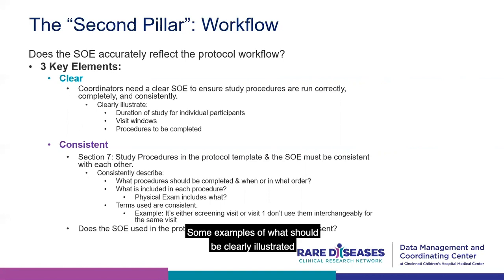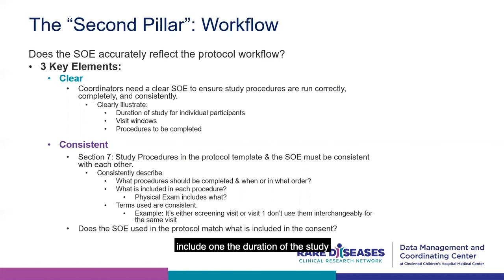Some examples of what should be clearly illustrated in your schedule of events include: 1, the duration of the study for each individual participant. Will they be participating in 2 visits or 10 visits? Will they be in the study for 2 weeks or 2 years? It's helpful to have this visual timeline within your schedule of events.